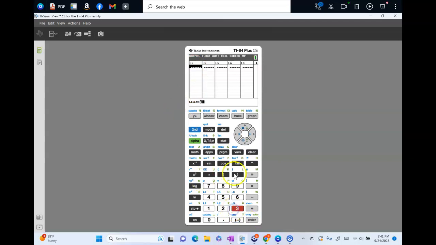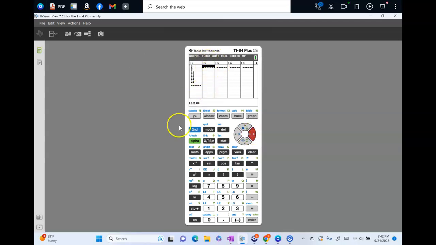So for my X values, I have a 3, a 7, a 10, 15, 18, and 21. Okay, so I have a total of 6 ordered pairs. So I typed in the X values. Now I'm going to push the right arrow so that I can type in their corresponding Y values.